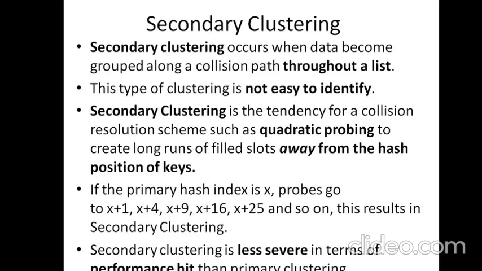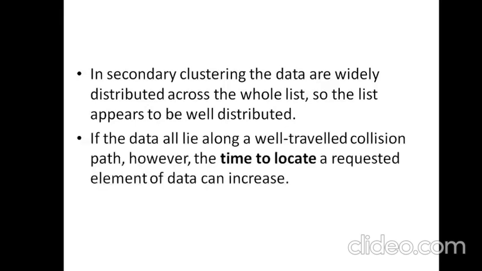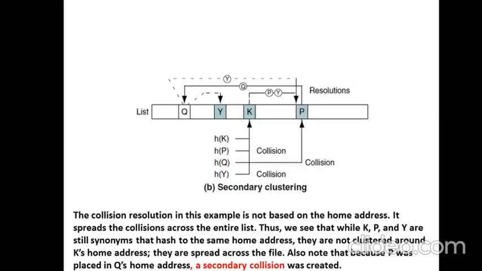In terms of severity, secondary clustering is a less severe problem compared to primary clustering, because it is distributing across the list, and so we won't face the situation we face with primary clustering. But it affects the performance because of the search time required. The data are widely distributed across the whole list, so the list appears to be well distributed under secondary clustering. But the problem is that the time to locate a requested element can drastically increase.